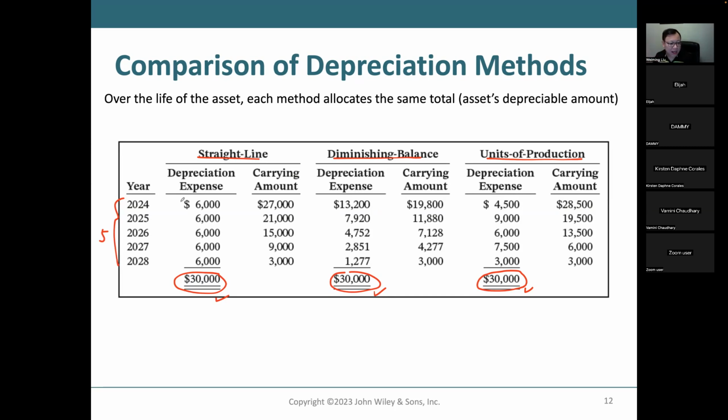Now, under the straight line amortization, the depreciation expense is the same for every year. So each year is 6,000. For 5 years, 5 times 6,000, that's 30,000. That's why straight line amortization means each year you have the same amount of depreciation expenses. For diminishing balance, the depreciation expense is decreasing, so you recognize more depreciation expenses in the early years than the later years.